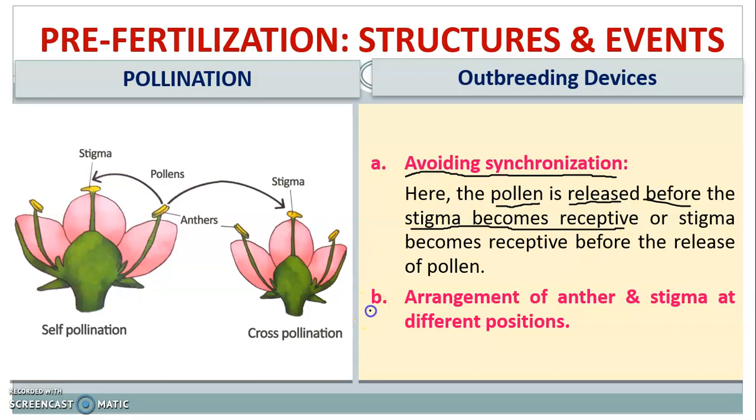Next mechanism is the arrangement, the position of the anther and stigma. When the anther and stigma are arranged in such a manner that they are not able to meet each other within the same flower, this arrangement also encourages cross-pollination and supports the mechanism of cross-pollination.